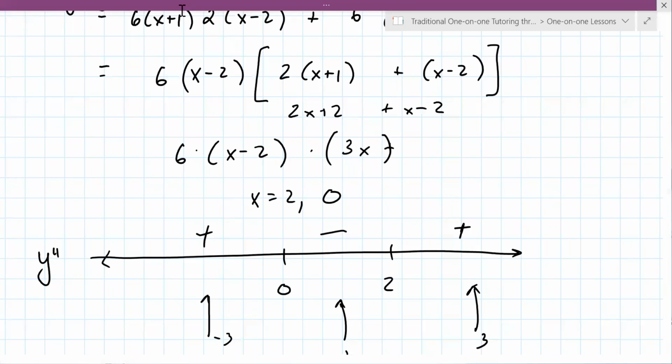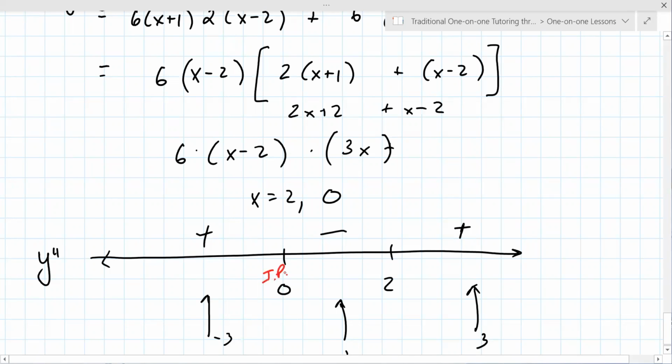So an inflection point occurs when you go from positive to negative or negative to positive. So this is an inflection point, and this is an inflection point. There's no domain restriction either, so we didn't have to worry about that. Yeah. I'm going to start there.